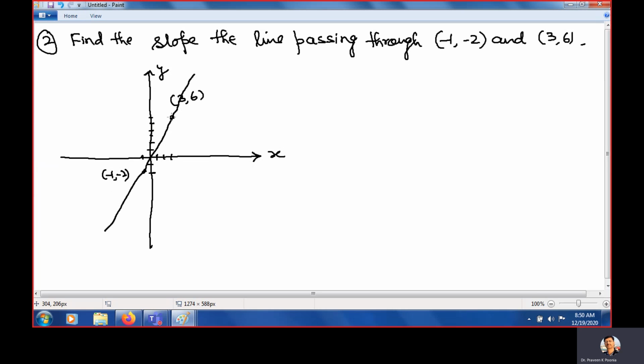Oh my God, very good. So this is the first point, this is the second point, this is the line and it is going up. So the slope will be positive. Okay. So how to get the slope?